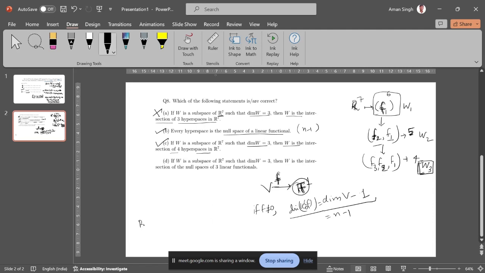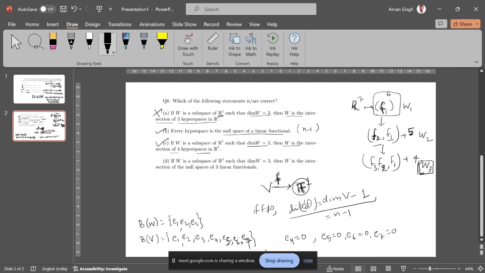Let's say we have a basis of W, which is three-dimensional: E1, E2, E3. We can extend it to a basis of V, which is E1, E2, E3, E4, E5, and so on up to EN, whatever N is. This is your basis of V. Now think about these: E4 equals 0, this is one hypersurface. E5 equals 0, E6 equals 0, E7 equals 0. Here N is equal to 7.